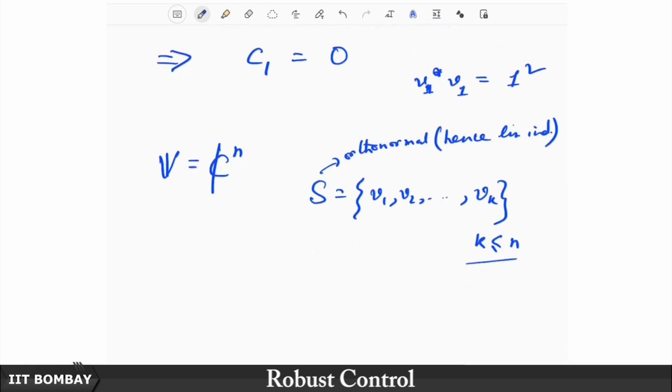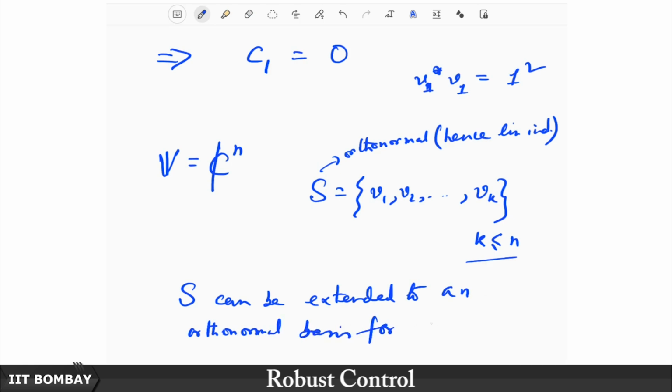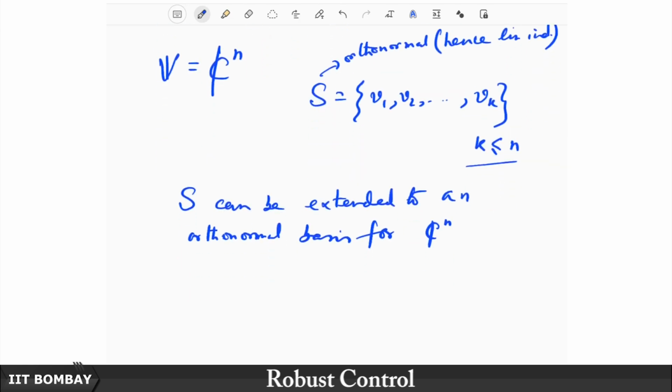Okay. Having seen this, of course, it is trivial to say that this set S can be extended to a basis for V, which is C to the n here, right. More importantly, the claim here is that S can not only be extended to a basis for Cn, but S can be extended to not just any basis, but rather to an orthonormal basis for Cn. This is interesting.